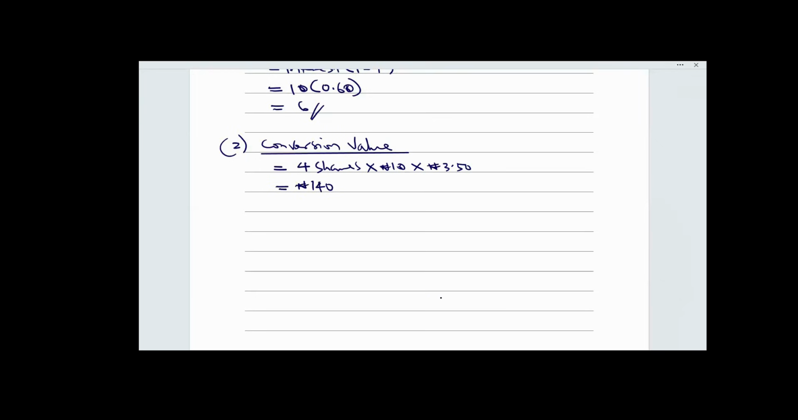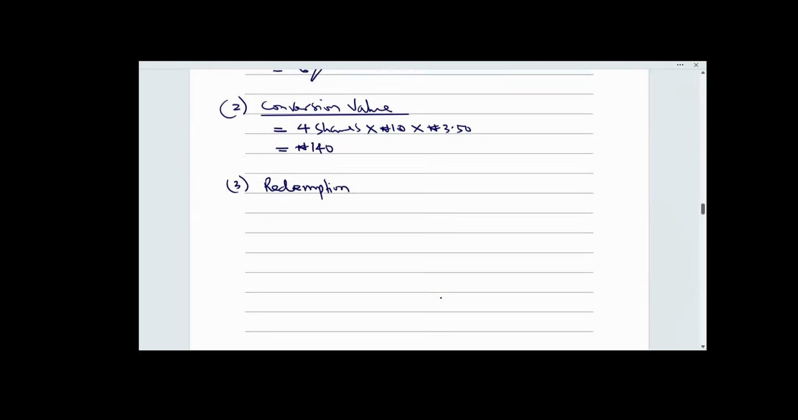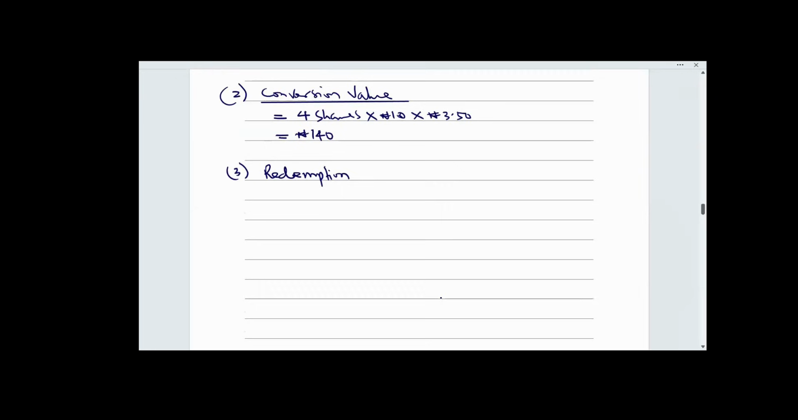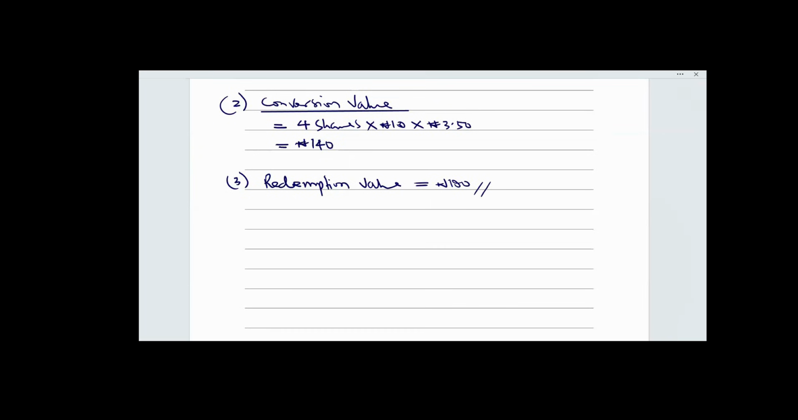Okay? The conversion value is 140 naira. So you need to compare this with the redemption value. If the debenture holders want to redeem the debenture, at what price? That would be at par. At par means at 100 naira. Redemption value is equal to 100 naira. Remember, debt is always quoted at 100 naira per unit, except the examiner says otherwise.